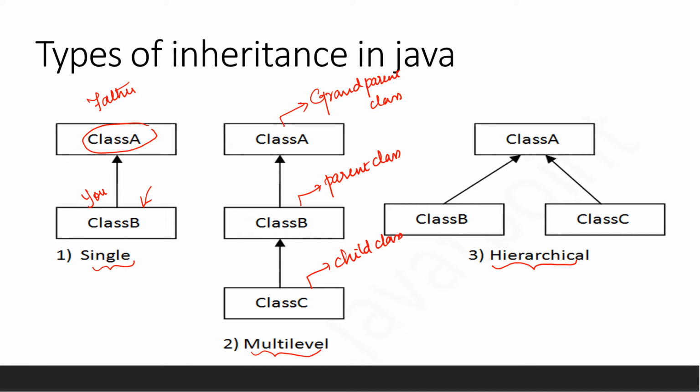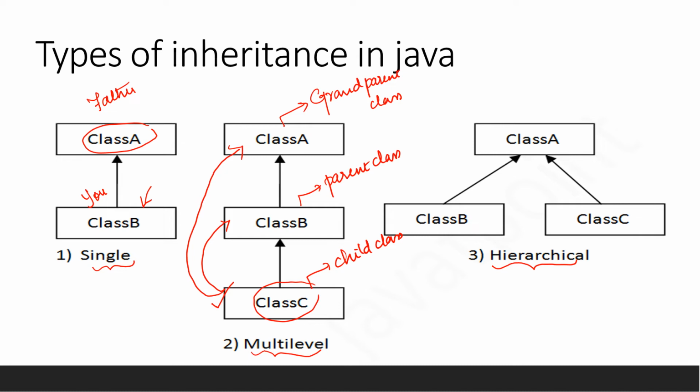Okay, so you will be able to access all the variables and methods by creating an object for class C, and you can access the class B variables and methods and also class A variables and methods. Okay, since this class C will have the characteristics of both class A and class B. Okay, and the next one is hierarchical inheritance.